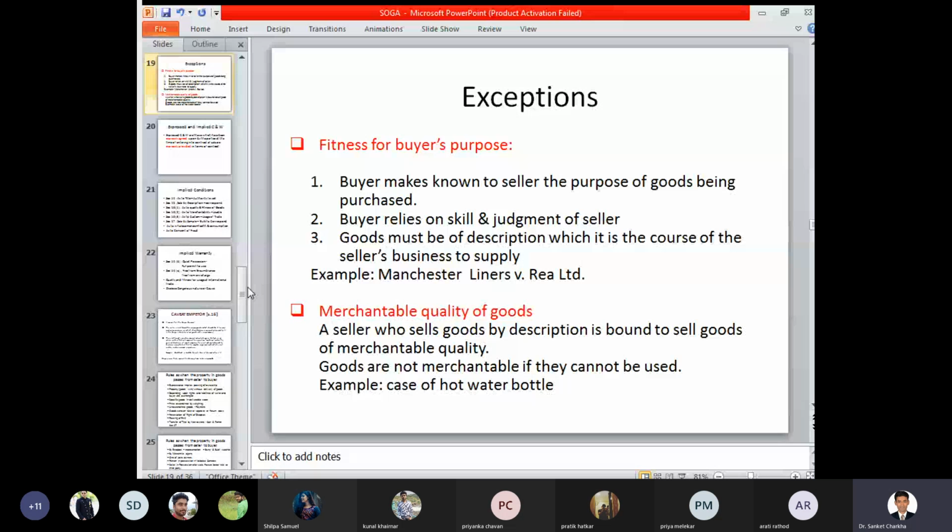Merchantable quality of goods. A seller who sells goods by description is bound to sell goods of merchantable quality only. Goods are not merchantable if they cannot be used. Example: the case of the hot water bottle. Now, for example, merchantable quality of goods. You go to a particular store, and whenever you visit that store, what will the particular seller do? Excuse me.